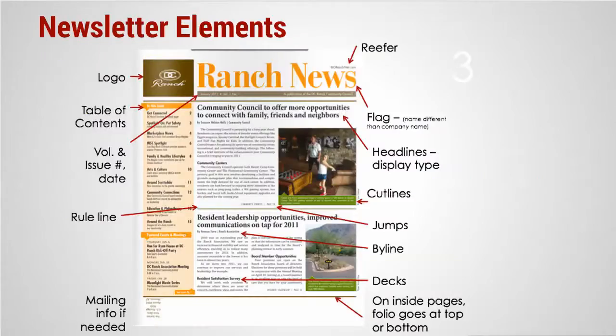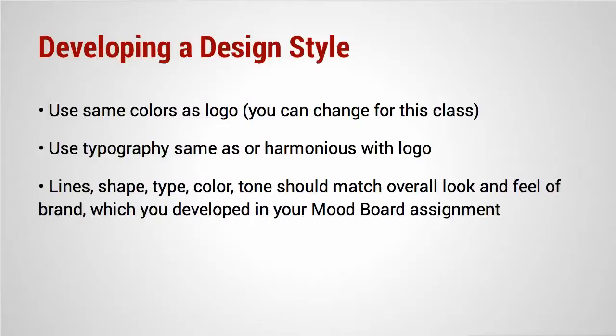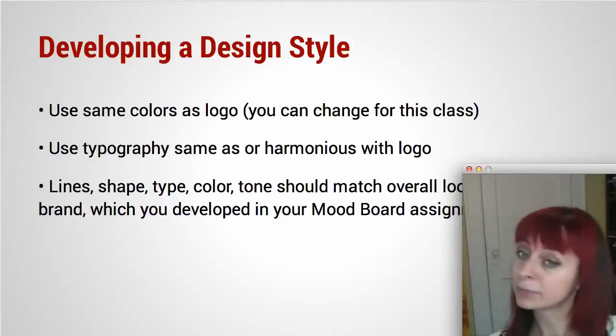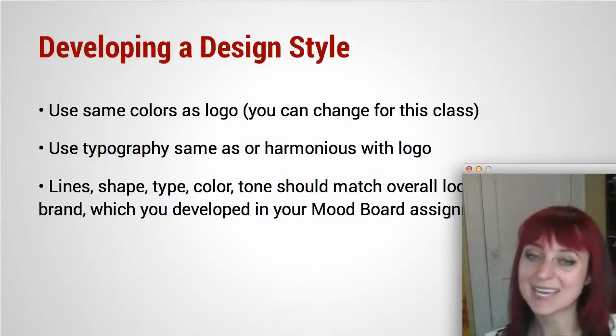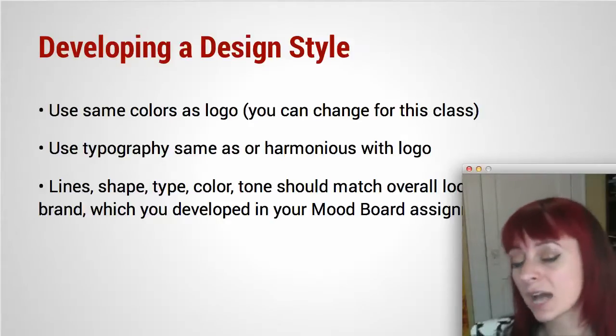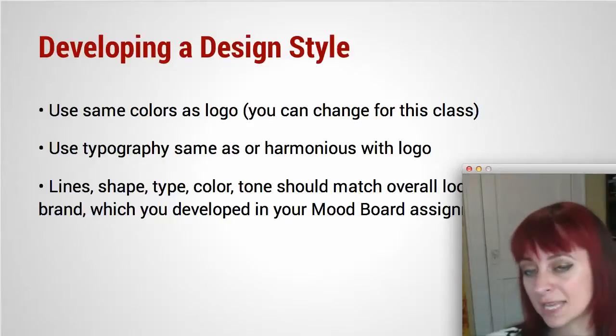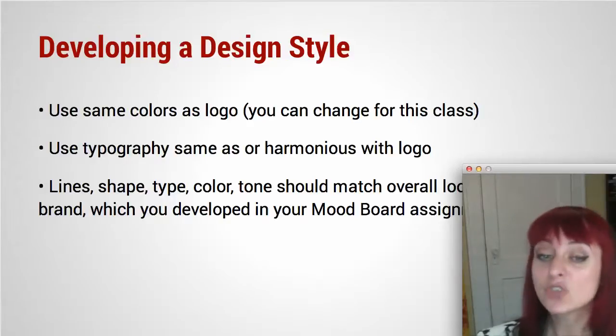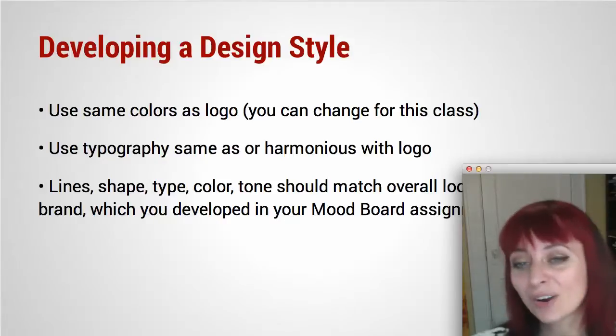This design is very obviously different from other newsletters because it has neat colors that go with the ranch company. You've got brown, you've got orange, you've got certain typefaces. You need to develop a design style as well. And what you should do is use the same colors as the logo. And again, you don't have to use the blue and gray that the logo already is. You can go in and change those colors based on the mood board you did in the last lesson. But then you want to use those colors again here in the newsletter.